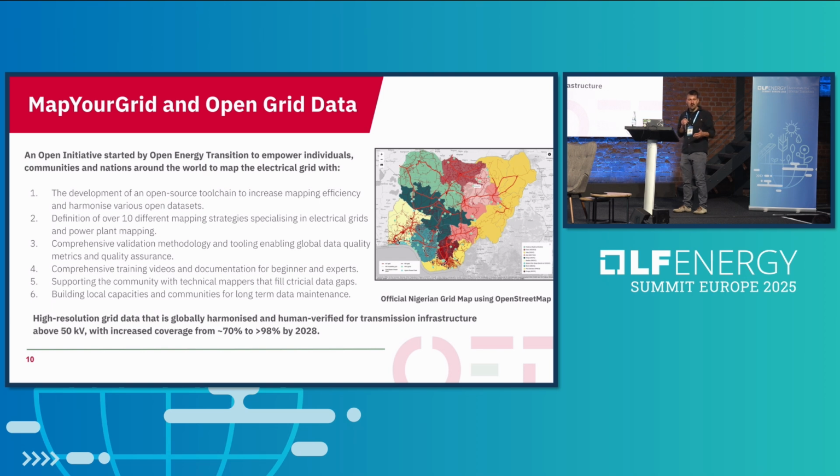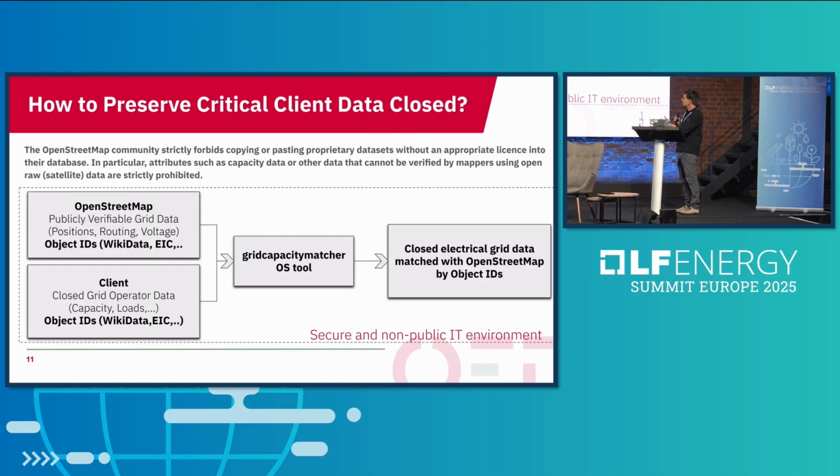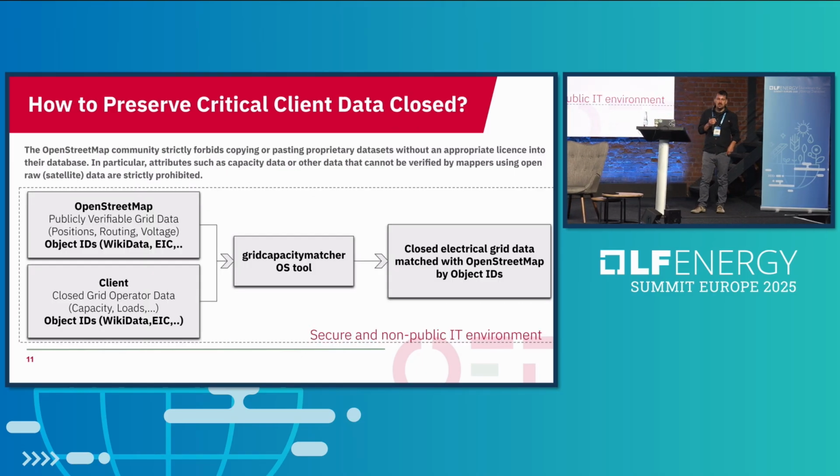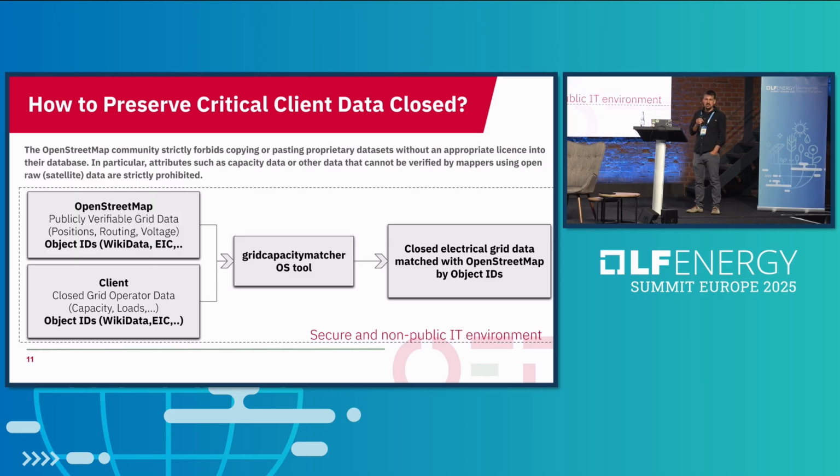The French TSO is regularly in contact with OpenStreetMap mappers just to compare their data set with the OpenStreetMap data set to find gaps and to validate this data, because it's one of the only ways and standards to validate your data against something different. But we don't want to make every piece of data about the grid open. There's one kind of data that needs to be open: what is verifiable by satellite imagery.